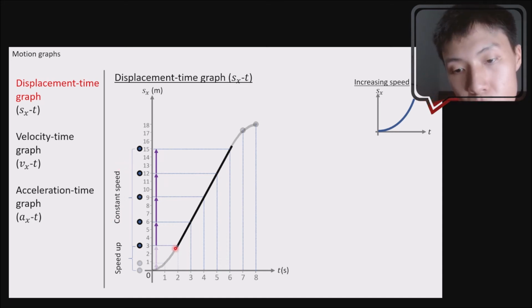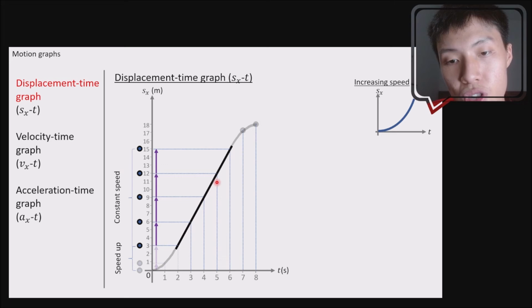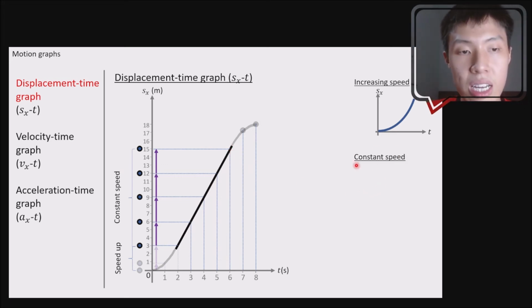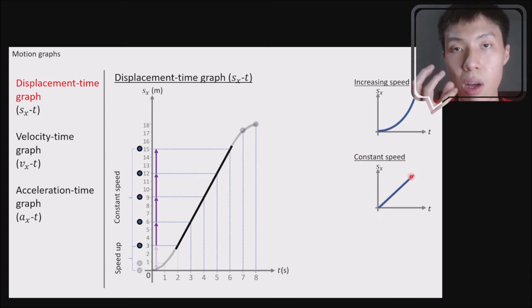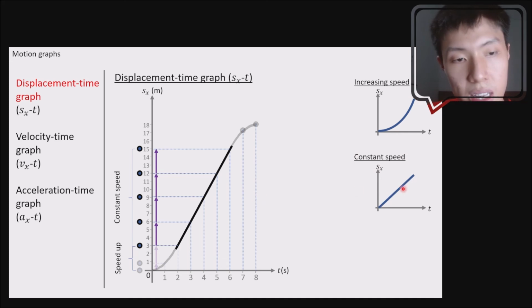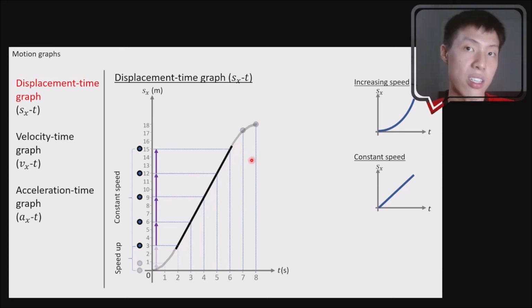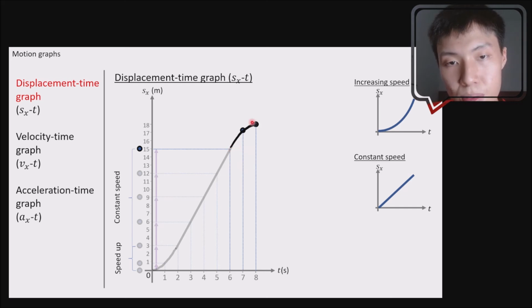So if I notice a displacement time graph with a straight line like this, I can immediately know that this is a graph in which the motion is at constant speed. If an object is moving at constant speed, the graph should be a straight line, not curving upwards or downwards, just a straight line. Then you know that it's constant speed. The last section here is from here to here. We know that this is not a straight line, it's curving downwards, curving this way.